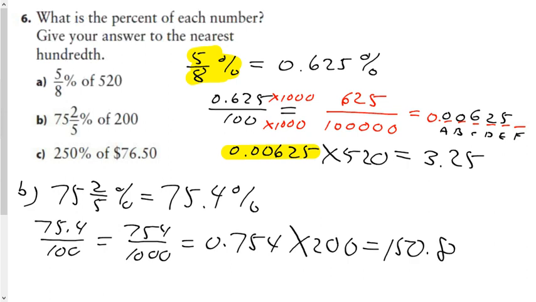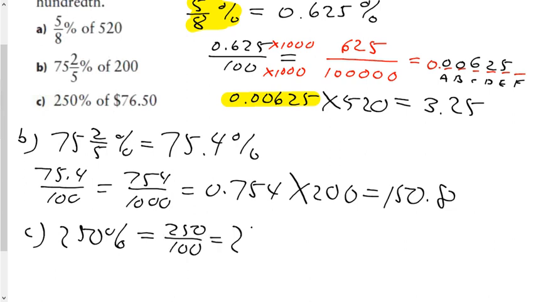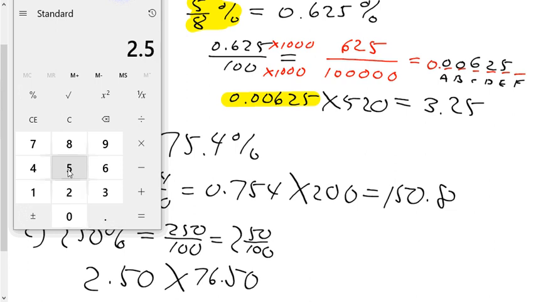And finally, your last question. I know we're all excited to be done. 250% is actually the easiest one to change to a decimal because it's 250 out of 100 since it's a percentage, which is 2 and 50 hundredths, which is 2 and 50 hundredths. 250% of $76.50 is $191.25.